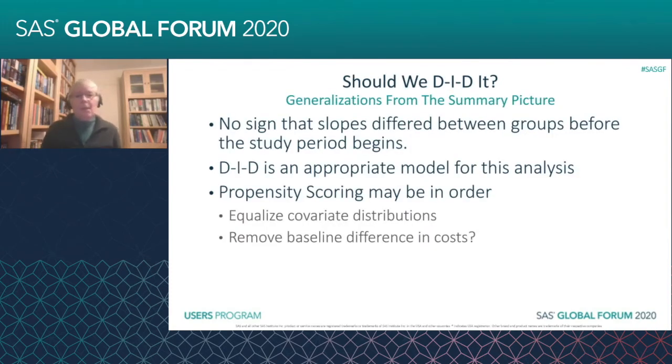So should we DID it? We have no sign that those slopes differed between our groups before the study period began, and so DID is likely an appropriate model for this analysis. However, you might want to do some propensity scoring because the covariate distributions may not be equal, and maybe that's what's causing our baseline difference in costs, why that red line is so much further down than the blue line. And I did actually do the examples here with some weighting. So I did some propensity scores. I'm not including that here, but the code and the results of the propensity scoring are in the paper.